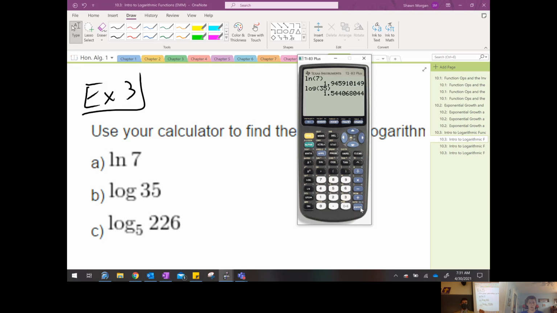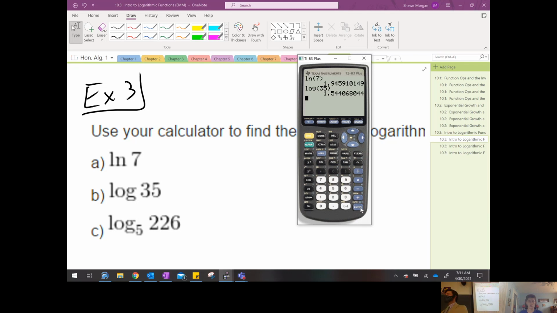Now, Ben, how do I pronounce part C? Beautiful, beautiful. That's not a natural log. That's not a common log. That's just a log, base 5 of 226.